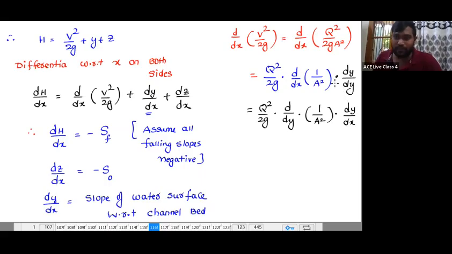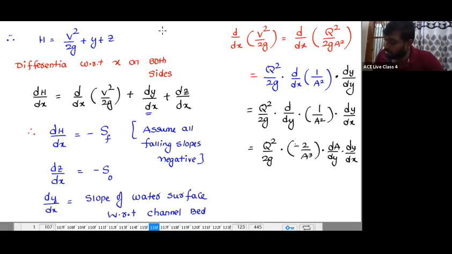So now you take 1 divided to the inside, and dx to the outside. Okay. Now, can you please tell me what is the differentiation of 1 by A square with respect to A? It is minus 2 by A cube into dA by dy into dy by dx. I hope you have done this similar to in the specific energy also.